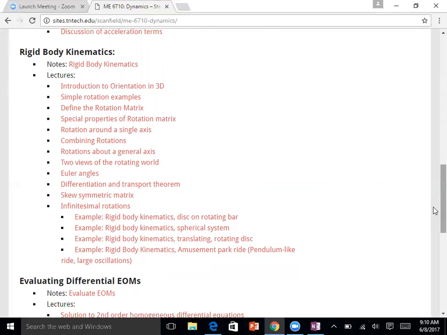Translations are easy, the same as 2-dimensional. Orientation is the problem, right? And we can't treat orientation as a vector. So we need to practice one of the methods that we'll use to describe orientation.